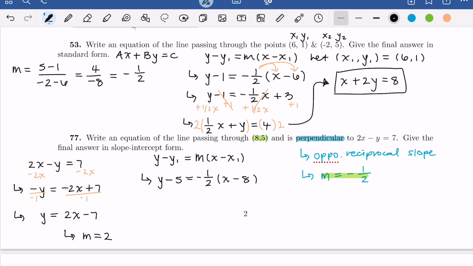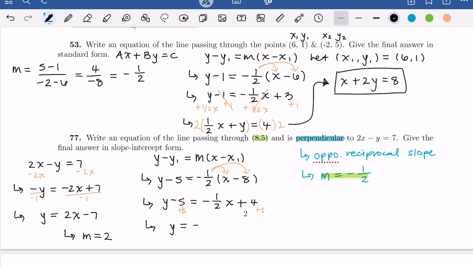Now from here, let's distribute and move some things around. We're still going to have this y minus 5 here on the left-hand side, but when we distribute this negative 1/2, this negative 1/2 is going to multiply x and negative 8. So just like we saw in the last example, we're going to get negative 1/2 x, and then multiplying these two negatives is going to give us a positive value, and 8 times 1/2 is 8 divided by 2, which gives us 4. Now, lastly, we're going to write this in slope-intercept form. So what we need to do is get y completely by itself. We'll do that by adding 5 to both sides of this equation.